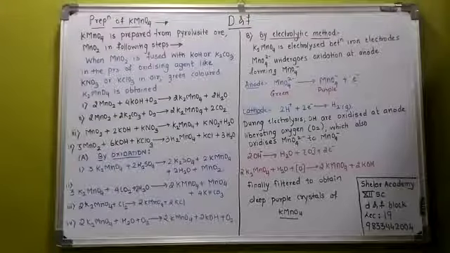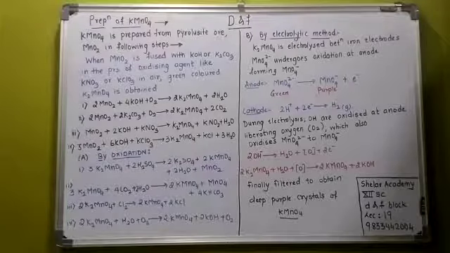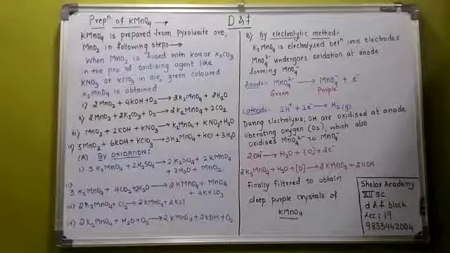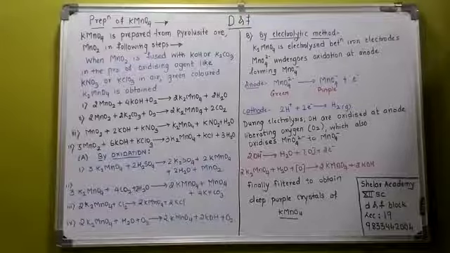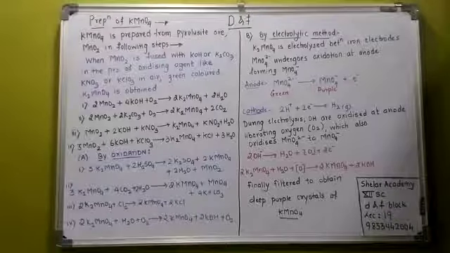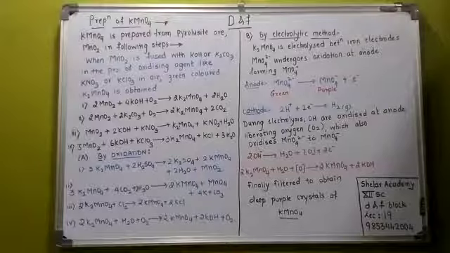Now, what is the ore? First of all, potassium permanganate is prepared from pyrolusite ore. Pyrolusite is what? It is MnO2. By the following steps: first of all, it is fused with an alkali metal hydroxide, that is either KOH or K2CO3, in the presence of an oxidizing agent.